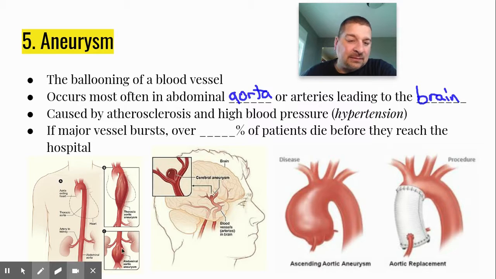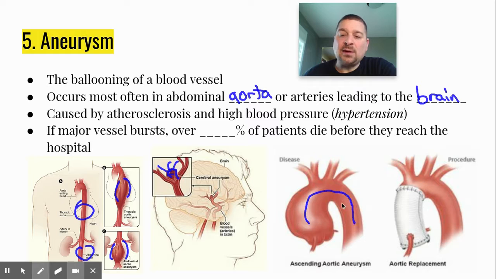You can actually have an abdominal aortic aneurysm above or below your kidneys. And you can see here how it's ballooning out. Here's the one to the brain. Again, we talked about aneurysms. This would be a hemorrhagic aneurysm, where you get a weakness in the vessel that could pop. There are other places too, like the aortic arch here, right above the heart.